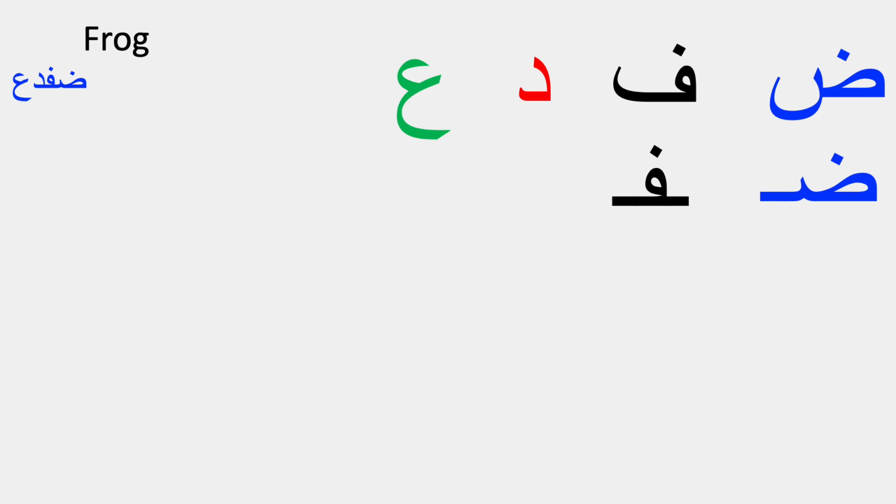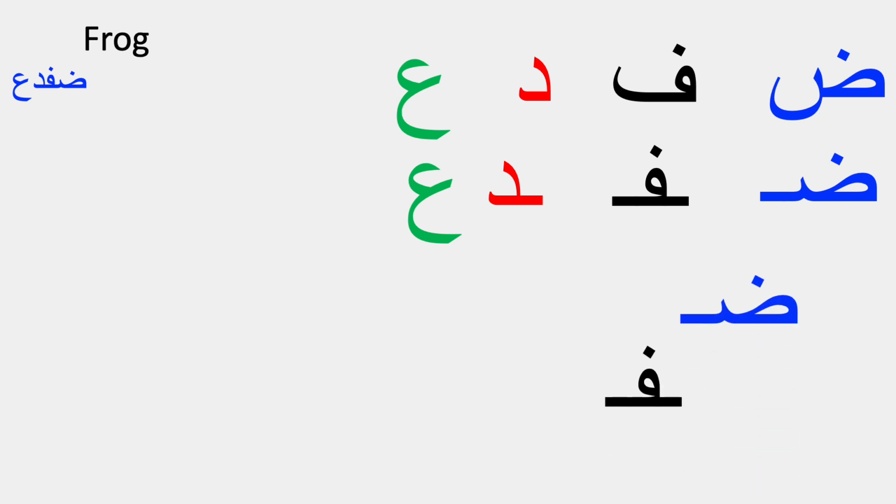And the dal can only connect with the preceding letter, and it takes this shape. Finally, the ain does not connect with the preceding letter, so it remains as it is. Then the whole word together, ضفدع. As you can see, that is the final shape of the word.